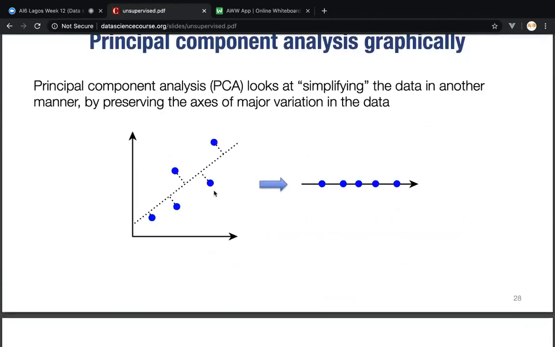Let's say we have some data on a 2D plane. It's two-dimensional data, X1 and X2, and it's plotted this way. The idea of principal component analysis is this: you want to find a projection, say this dotted line here, such that compared to every other line you can draw, it gives the minimum distance between the points and that particular projection.